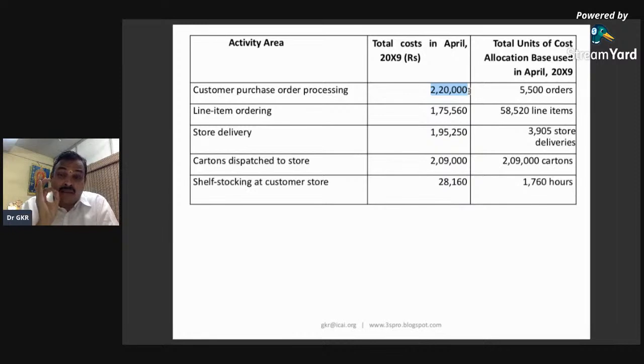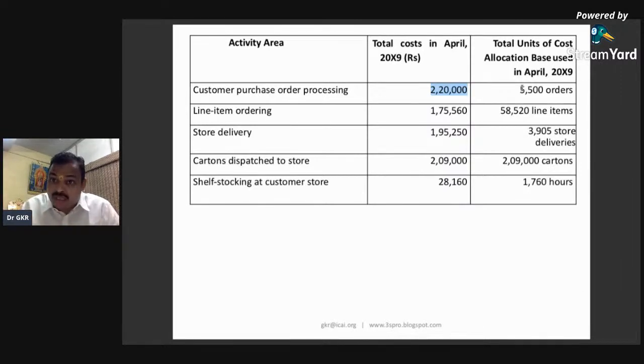Allocation has to be done. I repeat the word, allocation has to. So number 1, first challenge, identifying activity area. Number 2, allocating the cost to the activity area. Number 3, measuring the cost, identifying the cost driver. Number 4, measuring the cost driver.